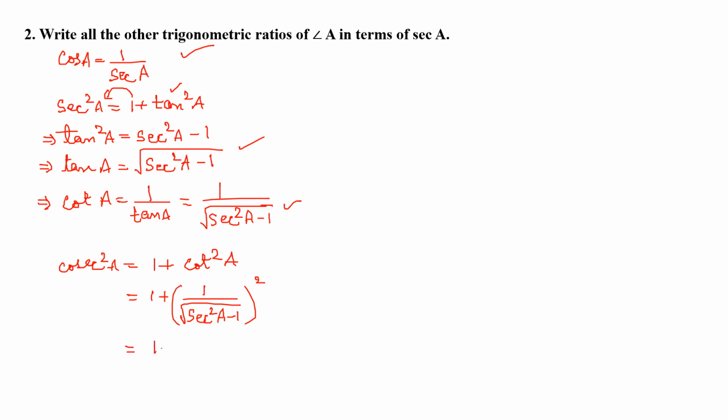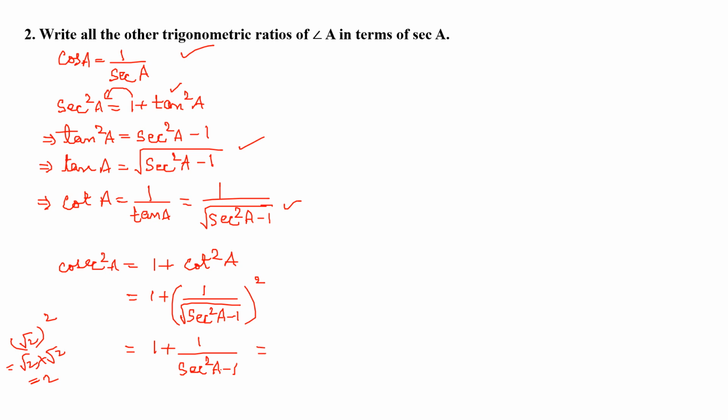And we know that 1 square is 1 only, and root of sec square A minus 1 whole square, if you do, it will be sec square A minus 1, isn't it? See, root 2 whole square, if you have to do, it means what? It is root 2 into root 2. So you will get only 2. Same way, root of sec square A minus 1 whole square, if you do, you will get this.